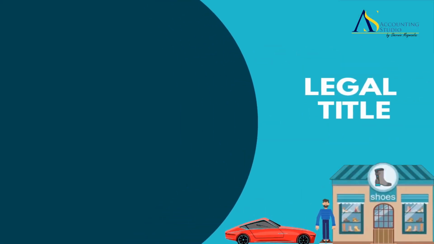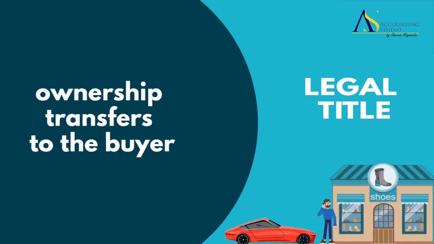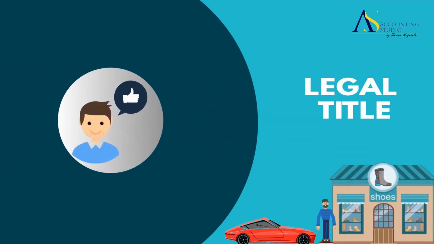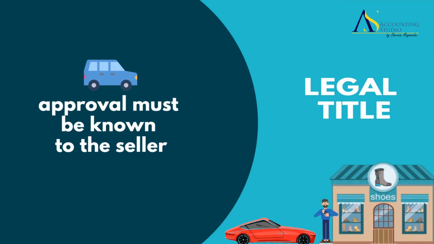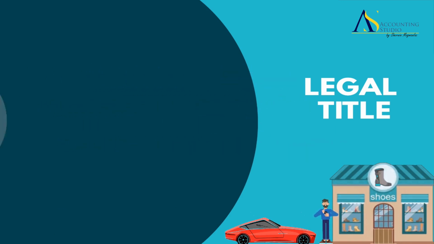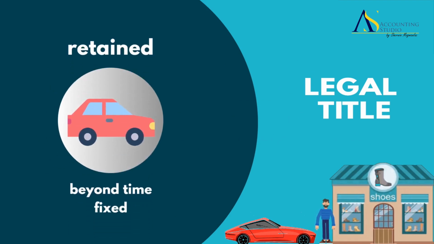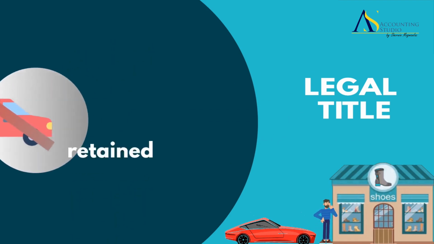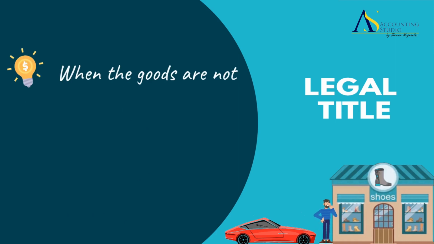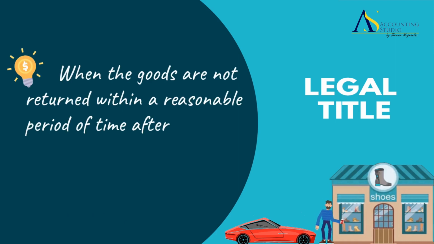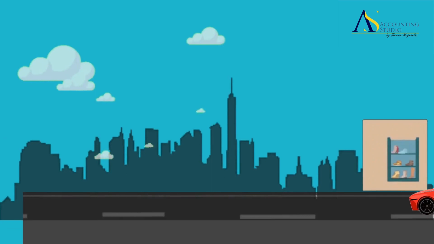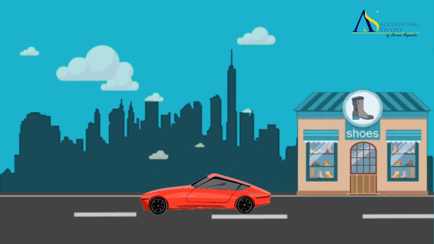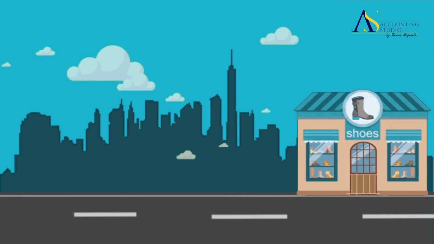The legal title over the car delivered to Arthur becomes his only when, first, during the given period, he became satisfied with the car and decides to purchase it. His approval or acceptance of the car must be known to the seller, or, second, when he retains the car beyond the time fixed without giving notice of rejection. Thus, when the goods are not returned within a reasonable period of time after the trial period has elapsed, the good will be considered sold. After using the car for a few days, Arthur became satisfied and decided to purchase it.